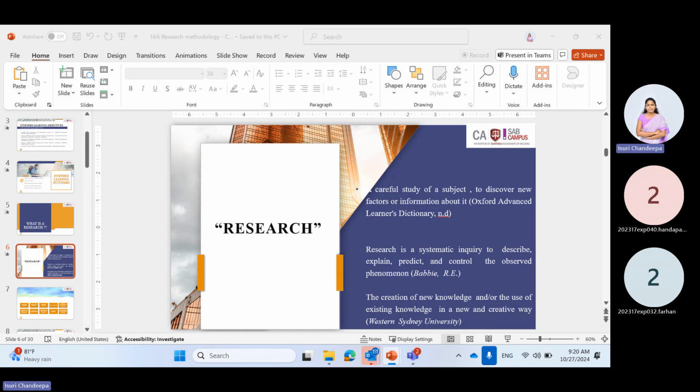So what does this prefix represent? Re means again, again, again. That means in research also, you are searching again, again, again and again. But you are researching the same thing.